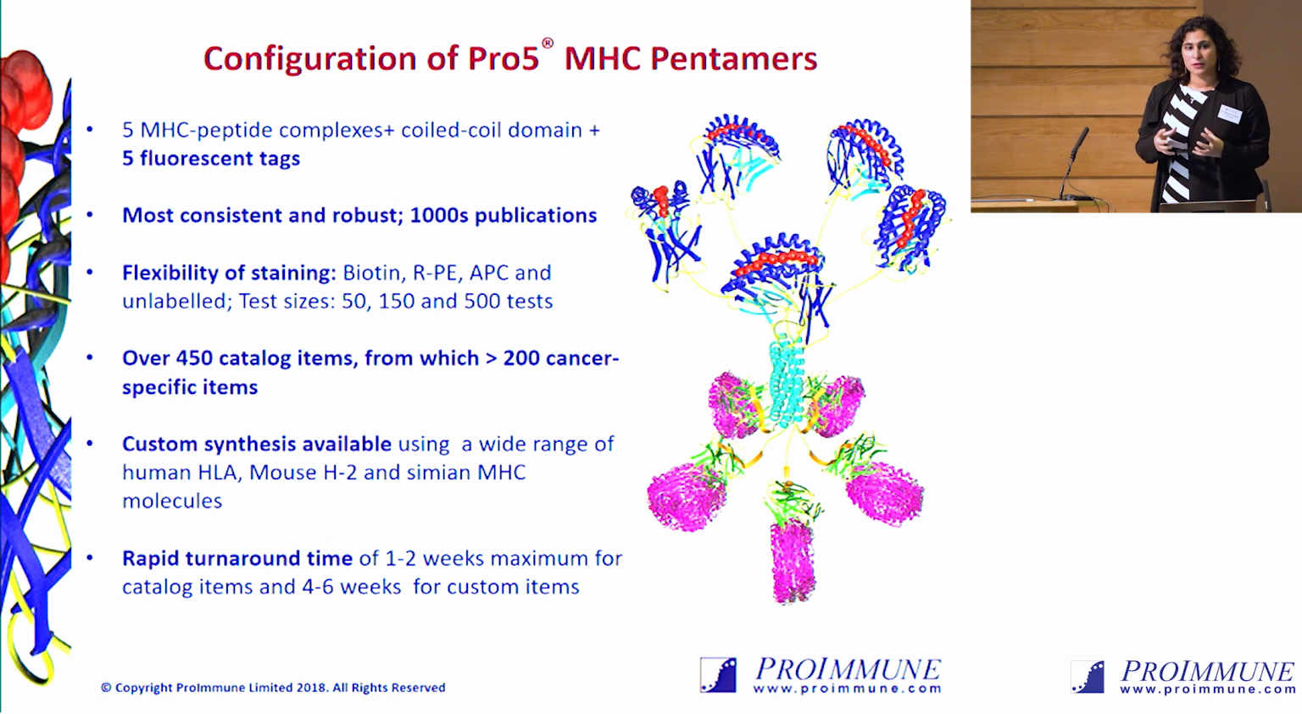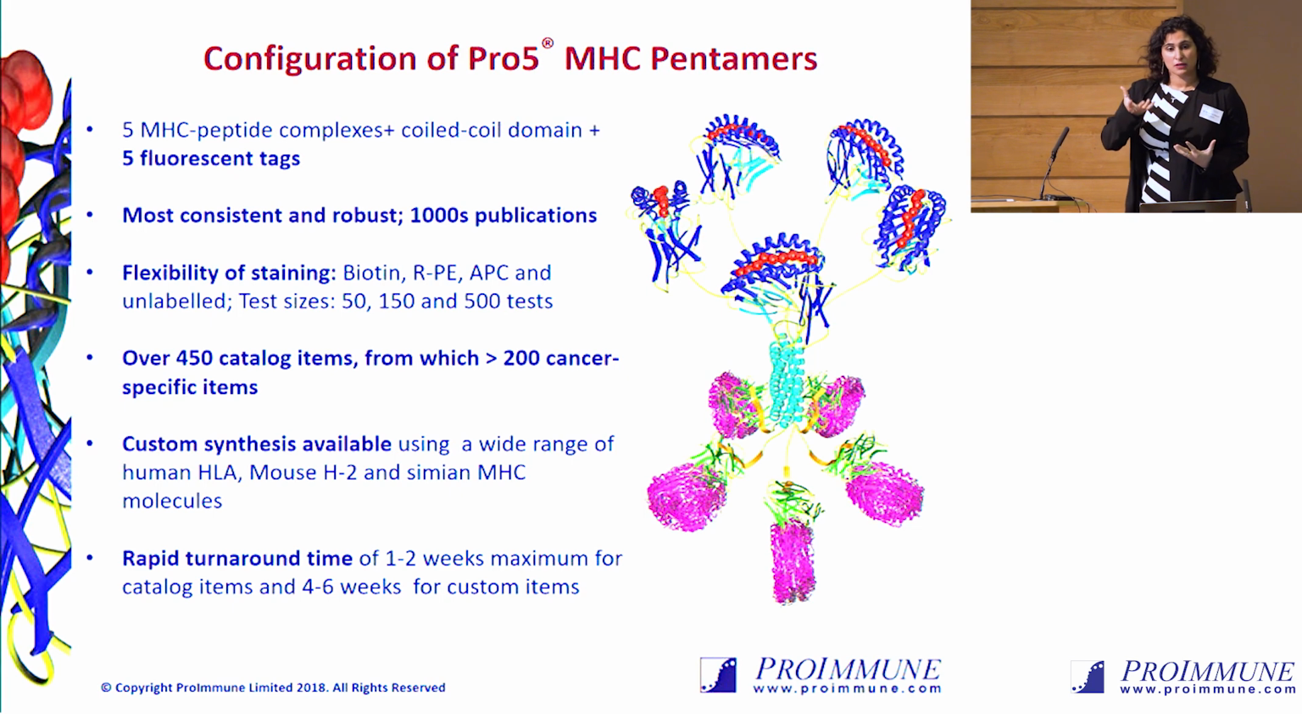The structure of the multimers itself is actually quite simple. It consists of 5 MHC plus peptide complexes, which artificially provide this necessary link with the TCR. The 5 MHC plus peptide complexes are linked by a coiled coil domain to 5 fluorescent tags, which allow you to monitor and quantify those T cell populations by flow cytometry. So far, it's the most consistent and robust technology, and we're very proud to say that we have thousands of publications mentioning this technology.